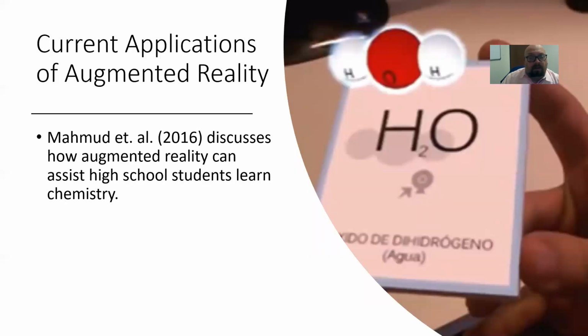Okay, so we're now going to continue, and on the other slide we're talking about how augmented reality can be used in the high school chemistry class. So as Mahmoud and other researchers in 2016 discuss how augmented reality can assist high school students to learn chemistry. So this is a picture of how augmented reality is making learning the elements of the periodic table more interactive, more engaging for the learner.